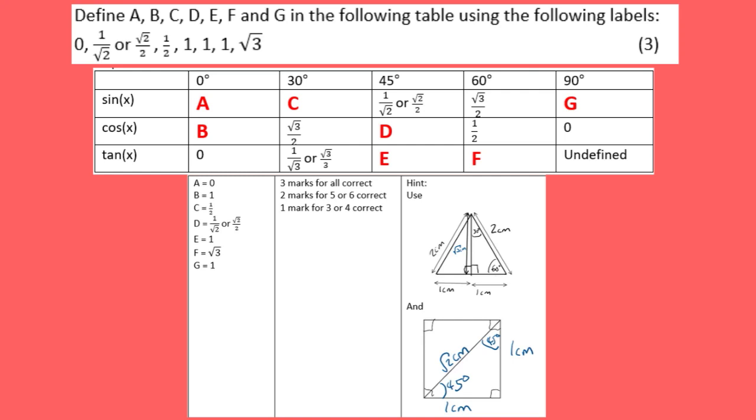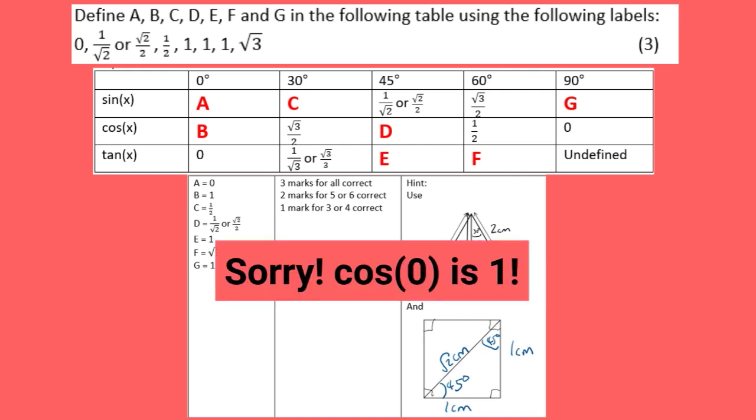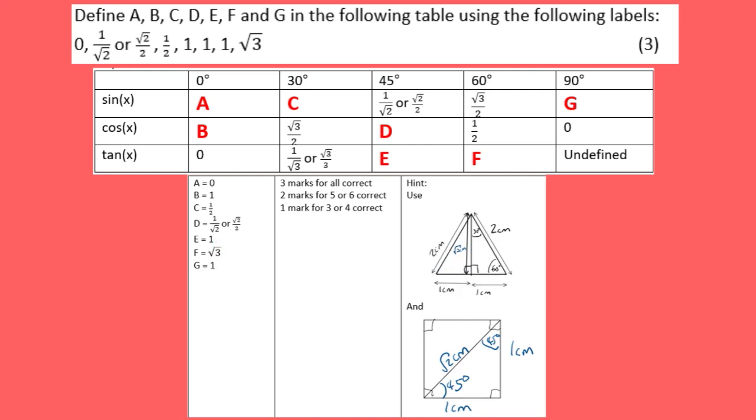A is equal to 0 because sine of 0 is 0. B is equal to 1 because cos of 0 is 1. C is equal to a half because sine of 30 is a half. D is equal to 1 over root 2 or root 2 over 2 because this is cos of 45.